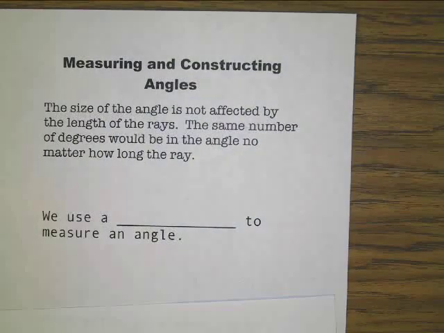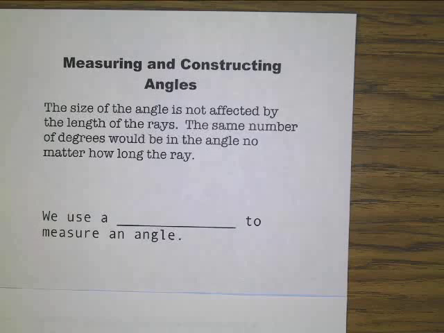Alright, so measuring and constructing angles. Yesterday I told you to do a little homework and tell me what you found out in just a second, okay? The size of an angle is not affected by the length of the rays. The length of the rays are endless. They can go on and on and on, and it doesn't matter how far they go out. It does not affect your angle. The same number of degrees would be in the angle no matter how long the ray is, because the angle is measured at the vertex of the angle, so the endpoint of each ray.